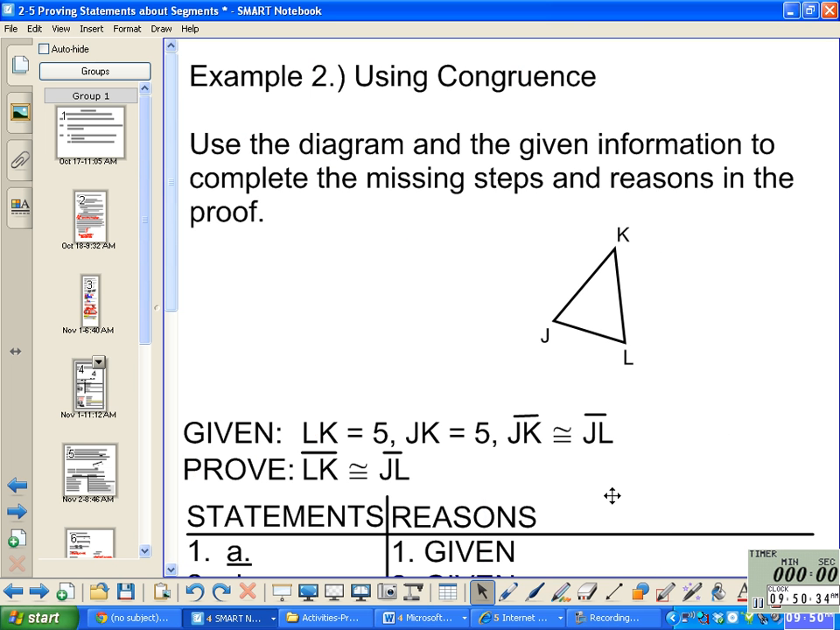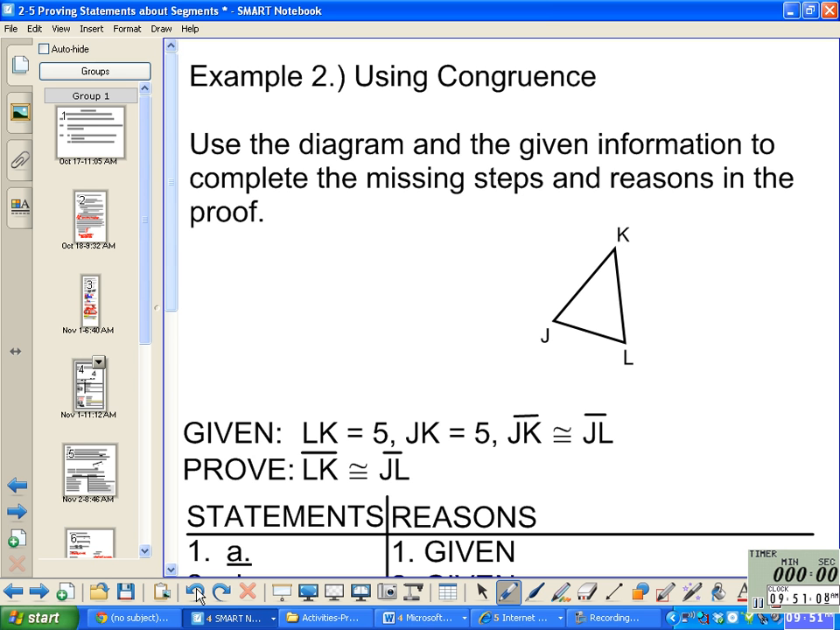So just remember that proofs can be written in 2 columns or in paragraph form. And here we'll most likely use the 2-column proofs. Let's look at example 2, using congruence. Here's a diagram with the given information listed. Use the diagram and the given information to complete the missing steps and reasons in the proof. We're going to walk through this second example of how to write a proof.